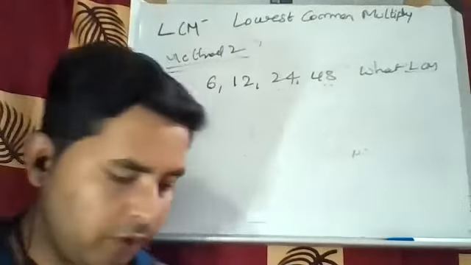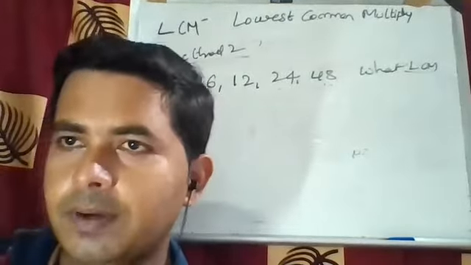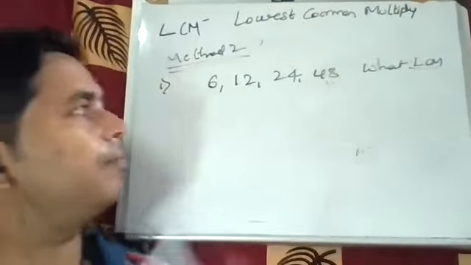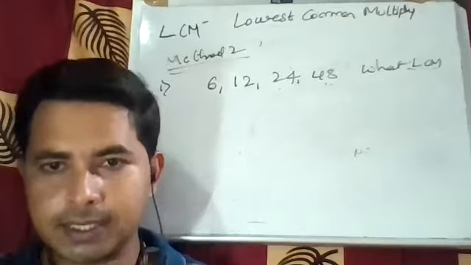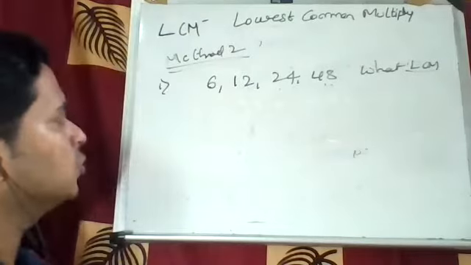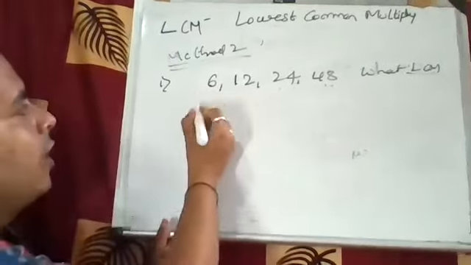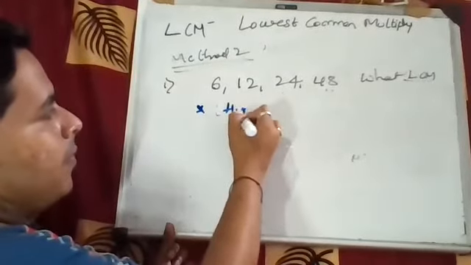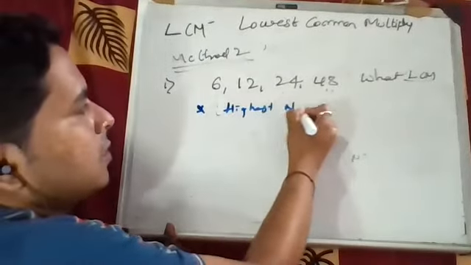So to find this out, there is one more method. Okay, how do we find it? Which is the highest number here? 48. So 48 is the highest number. Okay, so what is the first method? Find out the highest number. So the highest number here is 48.